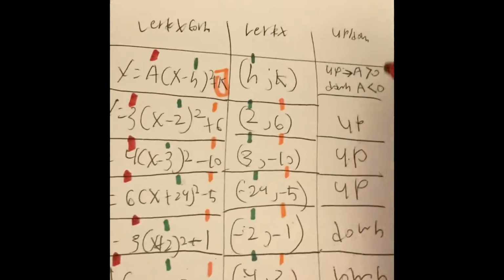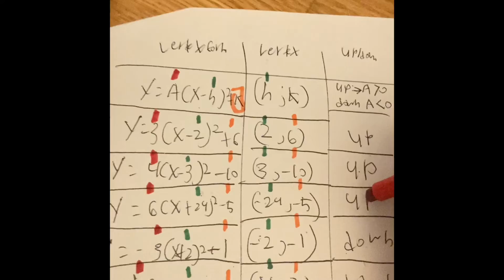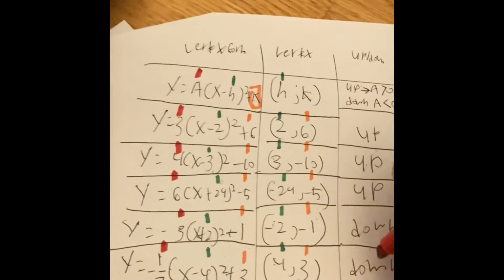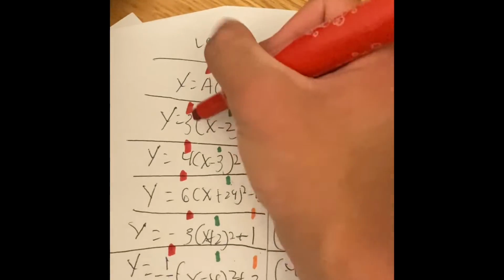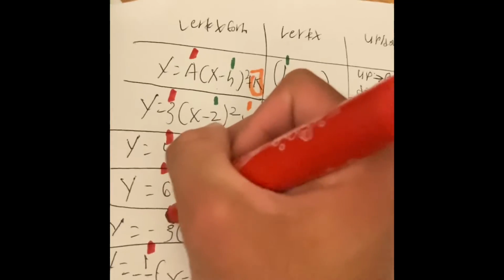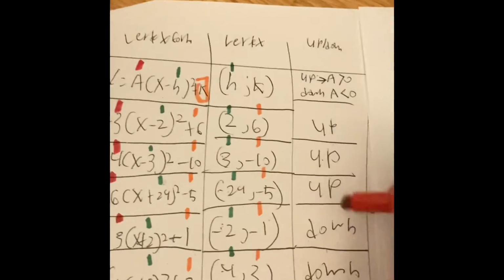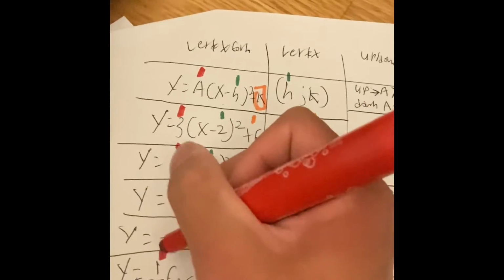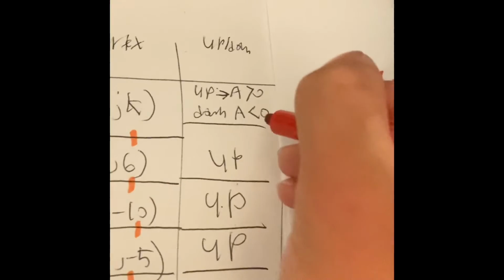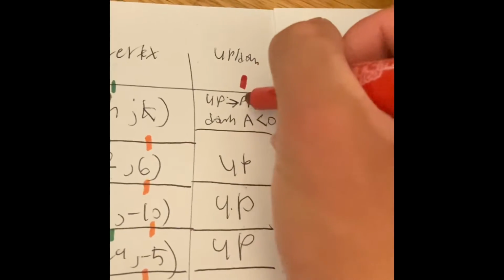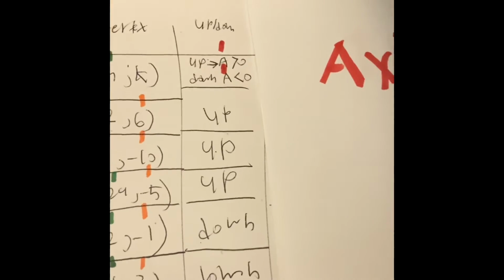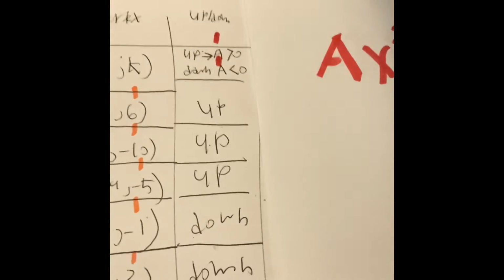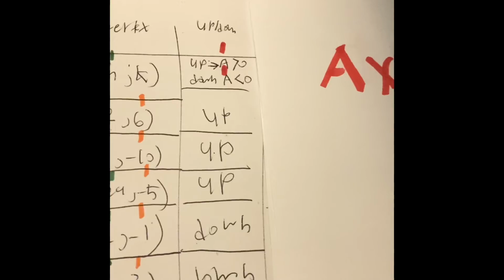Here's an example. All these are up except the last two because their a is bigger than 0, or a positive number. The last two are down because here's a negative 3 and a negative 1 over 7. That is less than 0. So always look at your a value to understand if your parabola is going up or down. Let's look at the third reveal.